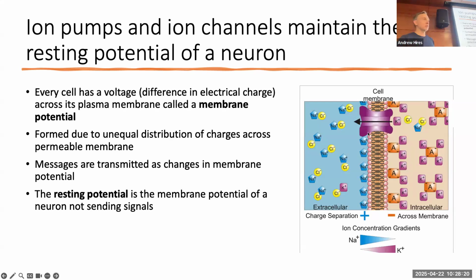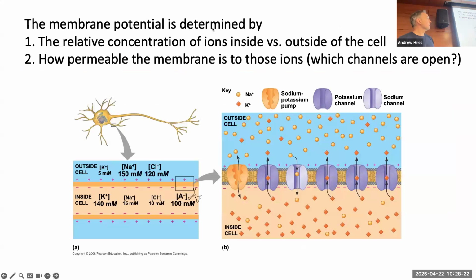How do we actually determine that membrane potential? It's really going to be dependent on two things. What is the concentration of ions inside and outside the cell? And secondly, how permeable is the membrane to those ions? Each ion can only pass through the cell membrane if there is an ion channel that allows that ion to pass and that ion channel is open.